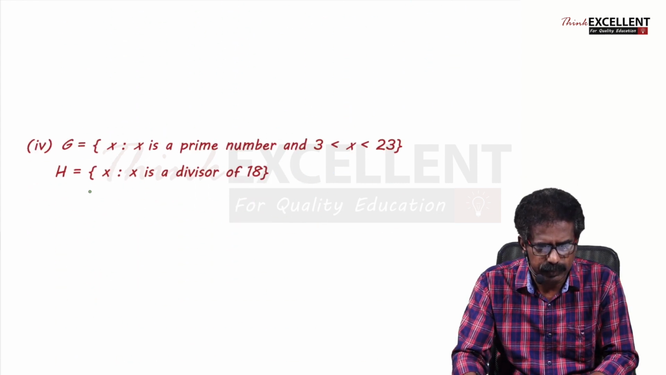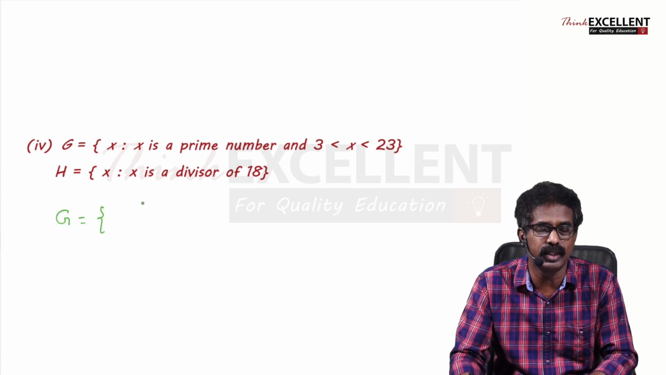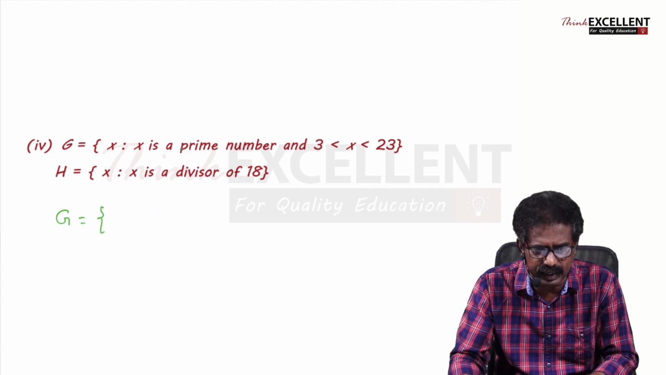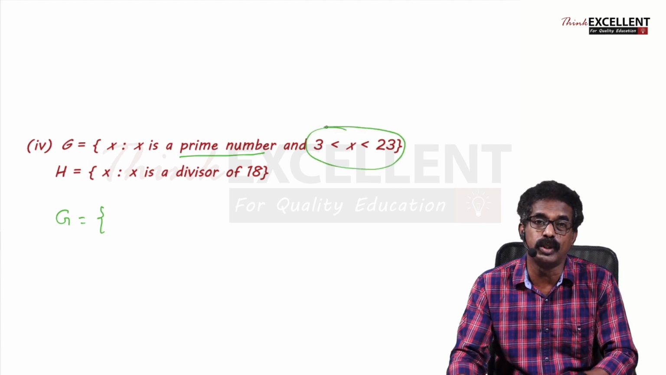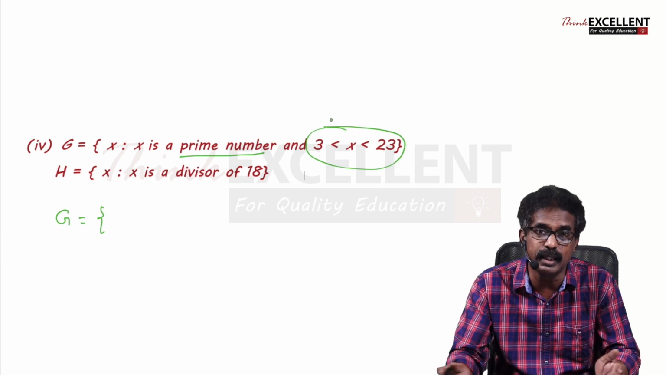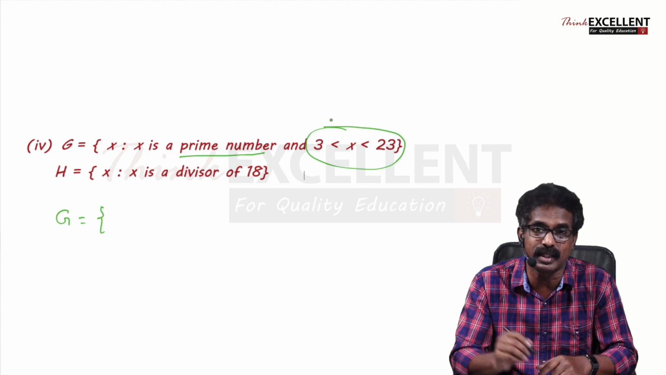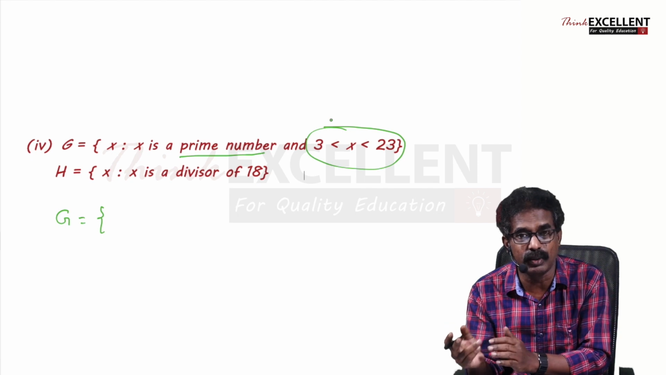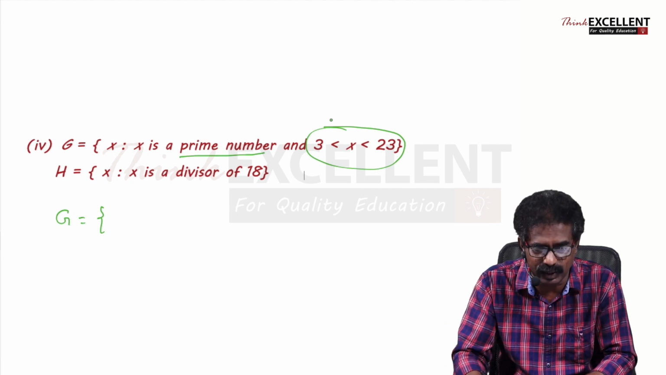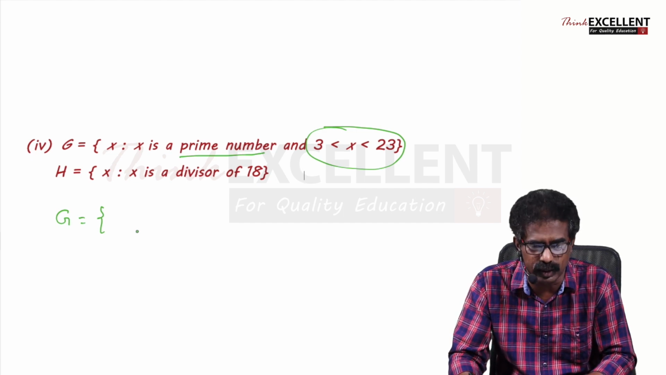Look at the fourth one. G equal to, it is given in set builder form, we write in roster form. Set of all X such that X is a prime number and that X must lie between 3 and 23. You can't take 3, you can't take 23, in between. So you very carefully read the question. Sometimes in some place they put less than or equal to, then that also should be included, okay. Sometimes first they put only less, the second one they put less than or equal to. So okay, see the question very carefully. Here in both the places you have only less than. So you should not take that 3 and 23.